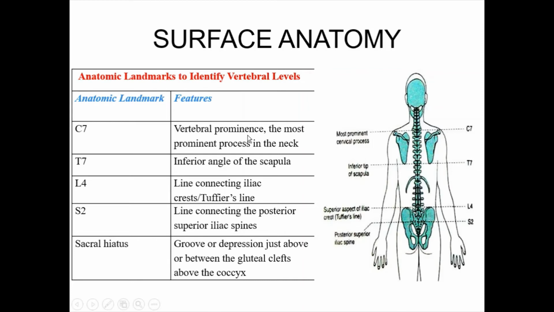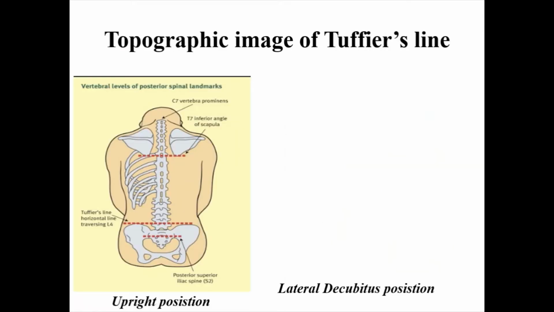This is the surface anatomy of the spinal cord. C7 is the vertebral prominence here. T7 is the inferior angle of the scapula here. L4 is the superior aspect of the iliac crest, which is Tuffier's line. S2 is the posterior superior iliac spine. Here above is the sacral hiatus, which is the groove or depression just above or between the gluteal clefts, above the coccyx.